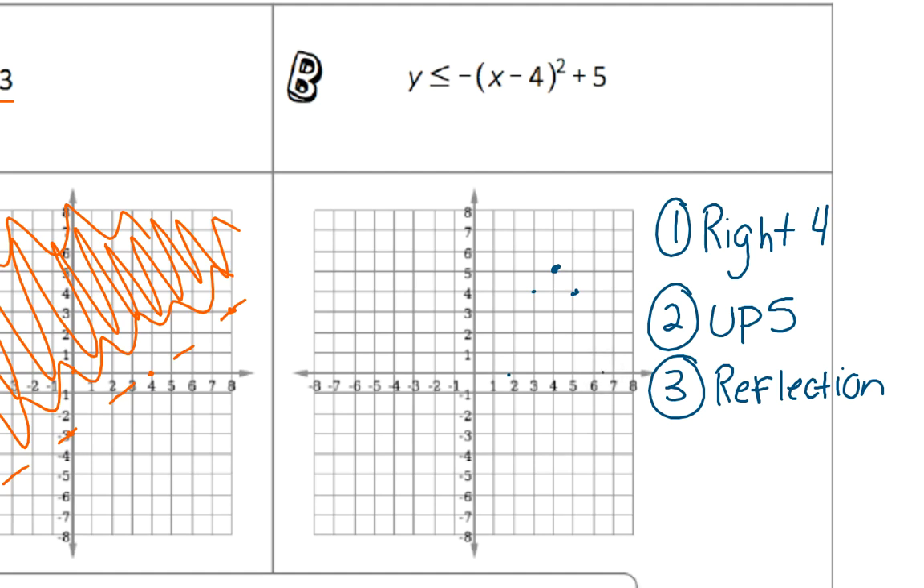Again, this is a sketch. This function, that wasn't a great parabola, but you get the idea, has the equal to with it, so that's why it's a solid line. So my boundary is solid.